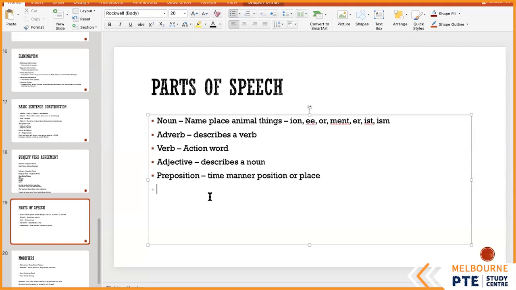Give me the other three. Proper noun. Proper noun is part of noun, so that's not a separate one. Conjunction. What are conjunctions? Any example? And. Good. So we call them what? Connectors. Yep. And, moreover, however, those things. But yeah. Anything else?